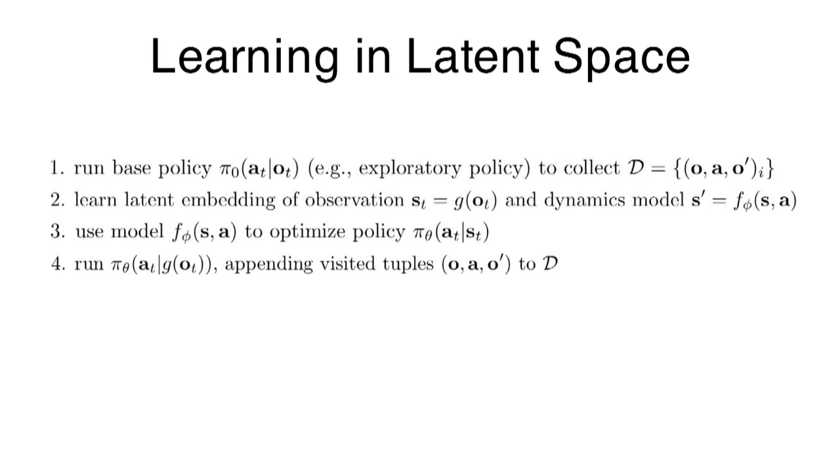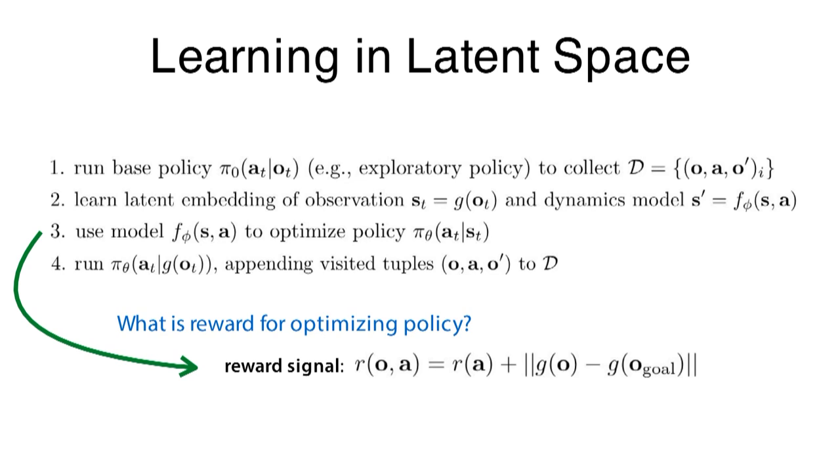There are two key questions for how you would do this. First, what is going to be our reward for optimizing the policy? How do we use our model to update our policy? In both of these papers, the reward that was used looks something like this. You have some reward on the actions, such as penalizing high torques, for example. Additionally, a term that represents the negative distance between the embedding of the current observation and the embedding of the goal observation. So you assume access to some goal observation and then just measure the distance in your latent space between your current state and your goal state.